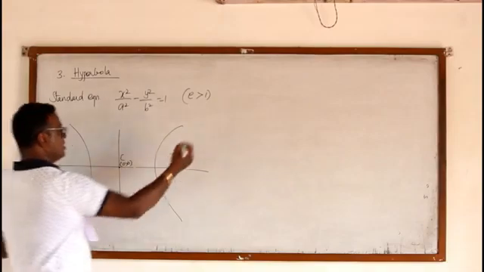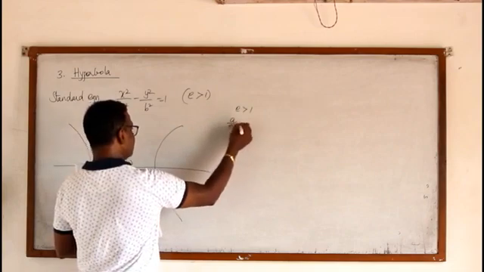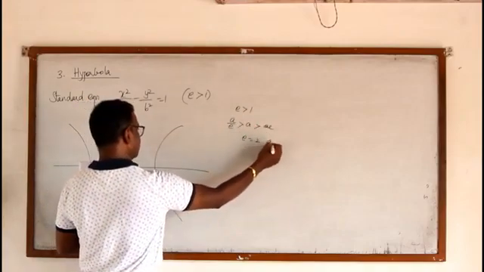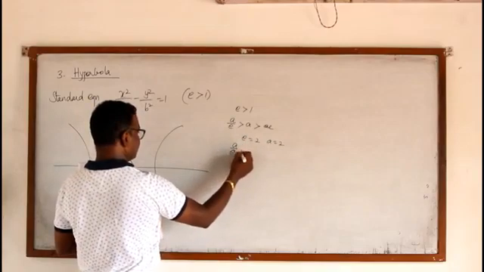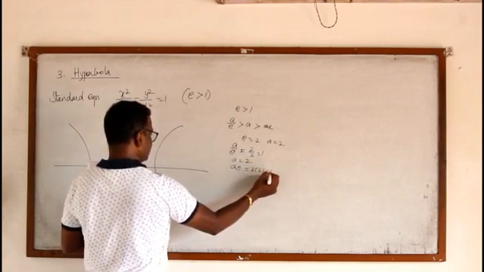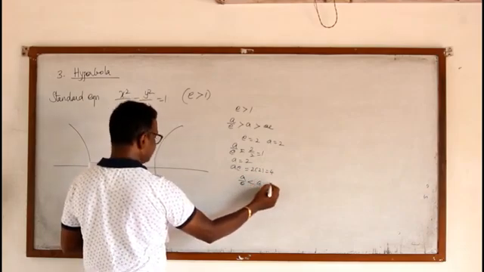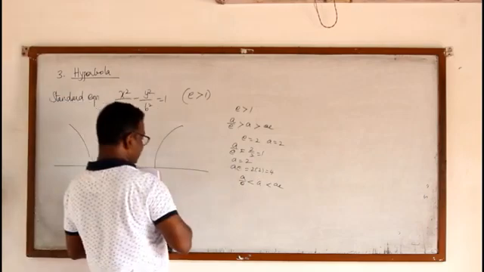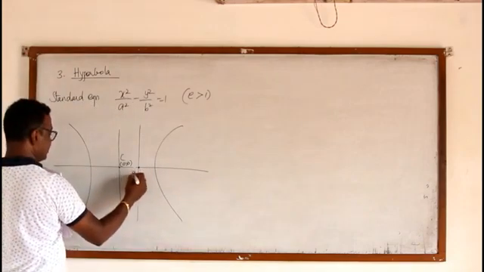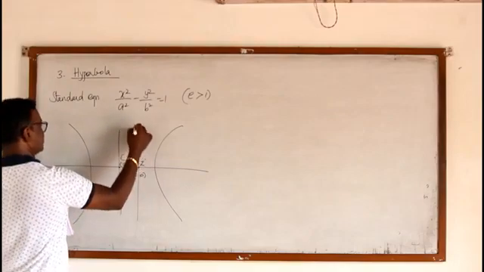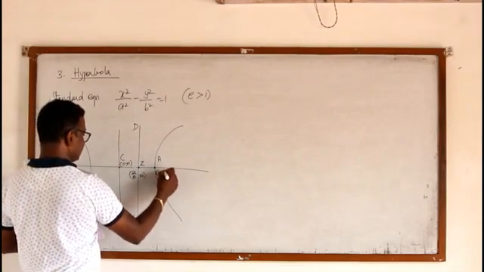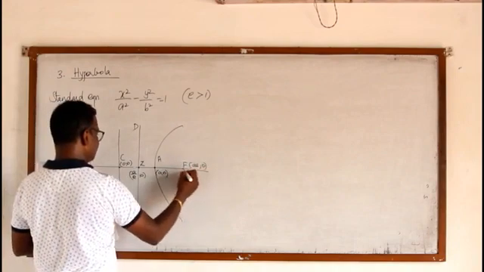Center is 0, 0. Now, since e is greater than 1, a by e is smaller than a, which is smaller than ae. For example, if you keep e as 2 and a is also 2, a by e will be 2 by 2, which is 1. a is 2 and a into e is 2 into 2, 4. So, a by e is smaller than a, than ae. Therefore, the directrix comes first, then the vertex, then the focus. That is the directrix here, a by e comma 0, so it is d dash. And then this is the vertex a comma 0, and this is the focus ae comma 0.